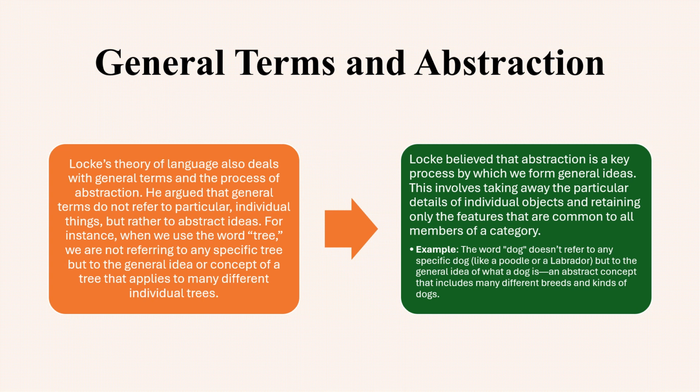And then you see we have general terms and abstractions. The same thing is explained here, that Locke's theory of language also deals with general terms and the process of abstraction. According to him, these do not refer to a particular thing, only to abstract ideas. For instance, when we use the word tree, we are not referring to any specific tree, but to the general idea or the concept. Because of this, abstraction is a key process by which we form general ideas. This involves taking away the particular details of individual objects and retaining only the features that are common to all members of a category.